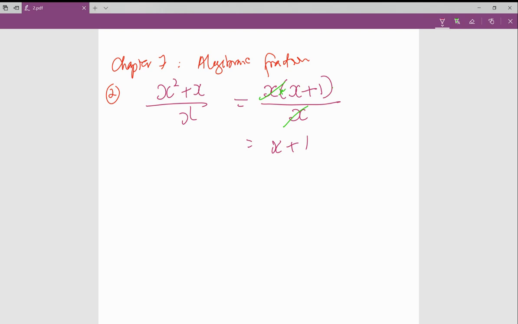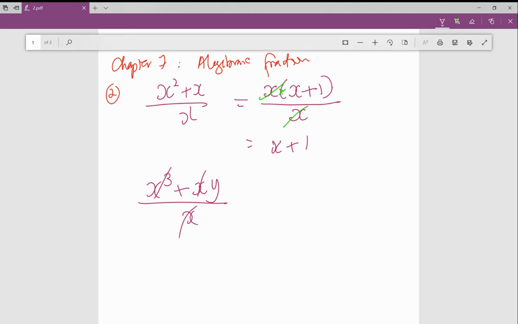Okay, this is something that you got to think of. You cannot cancel when, for example, x cubed plus xy divided by x. You cannot cancel x like this. It's a wrong method. You should factorize it first. In some cases, coincidentally, you'll get the same answer. But in most cases, you'll get it wrong.